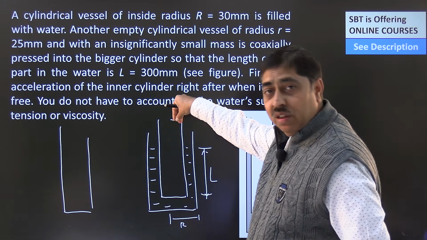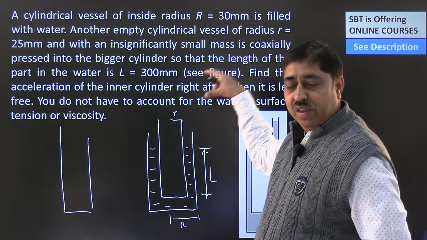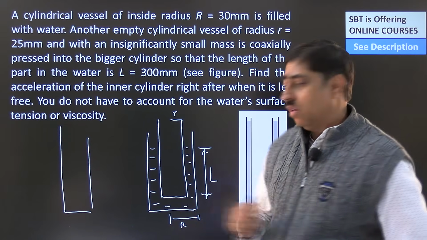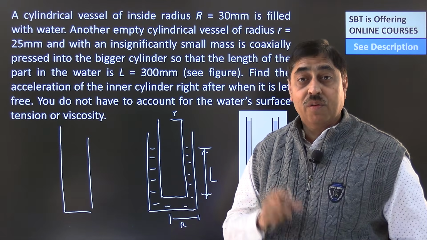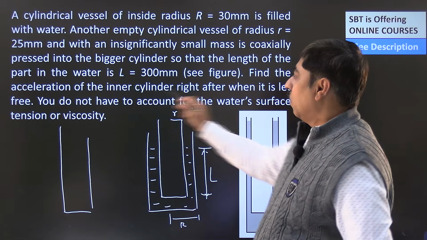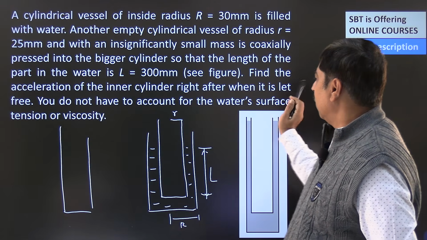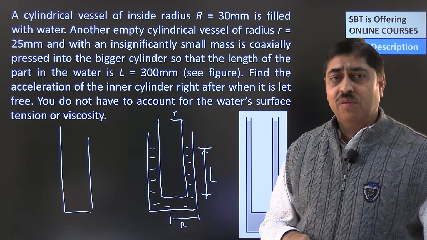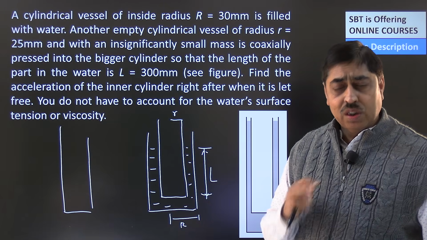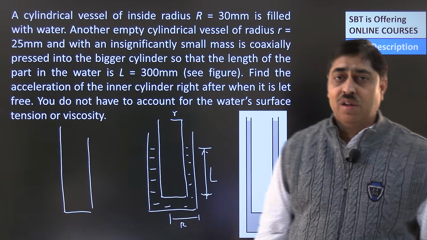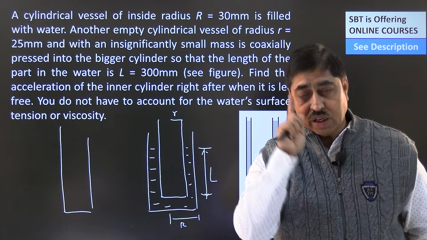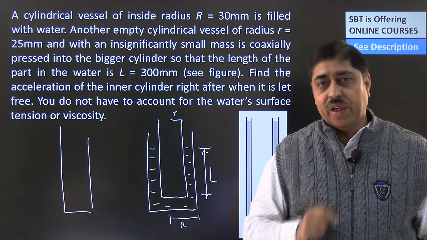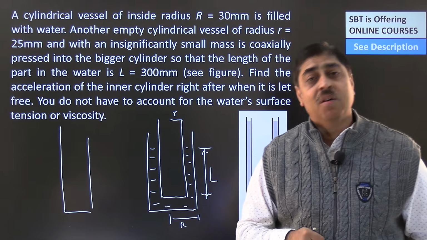Now you are holding this smaller cylinder, you release it. The moment you release it, a very short while after you release it, what will be the acceleration of the smaller cylinder? That is the question. Find the acceleration of the inner cylinder right after it is let free. You do not have to account for surface tension and viscosity of water. That means ignore surface tension as well as viscosity. Give it a try, and again I stress upon the fact, read each and every phrase in the question very carefully. Here I proceed with my solution.